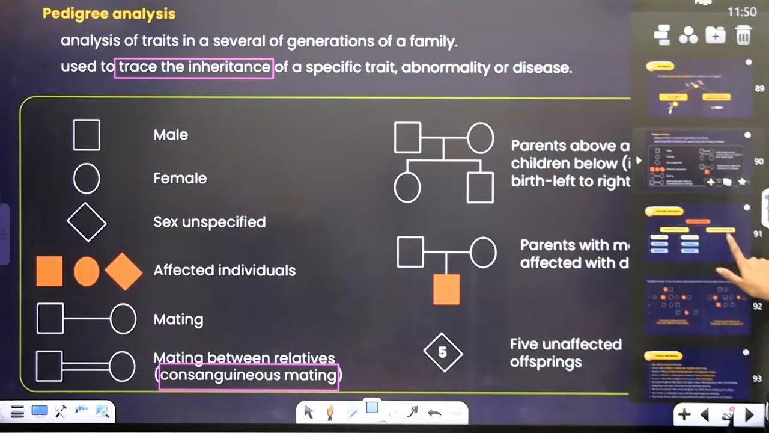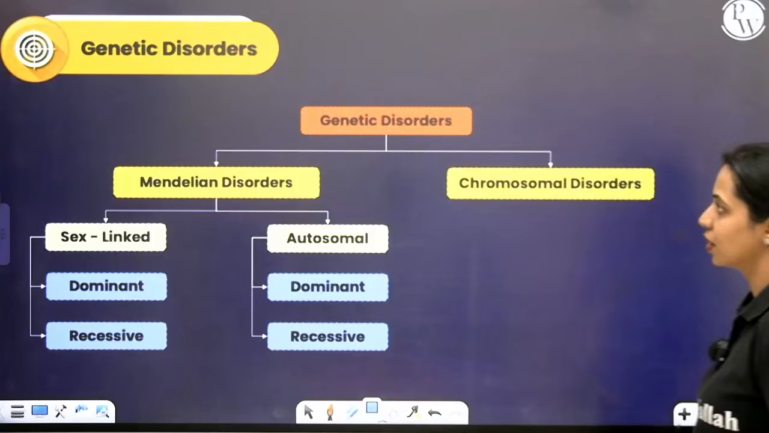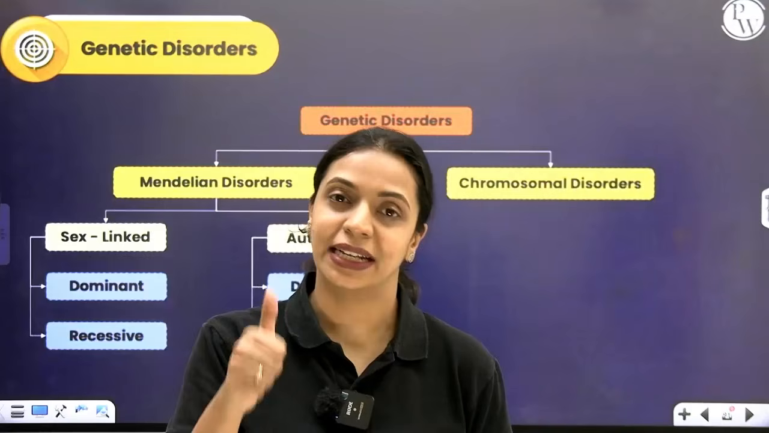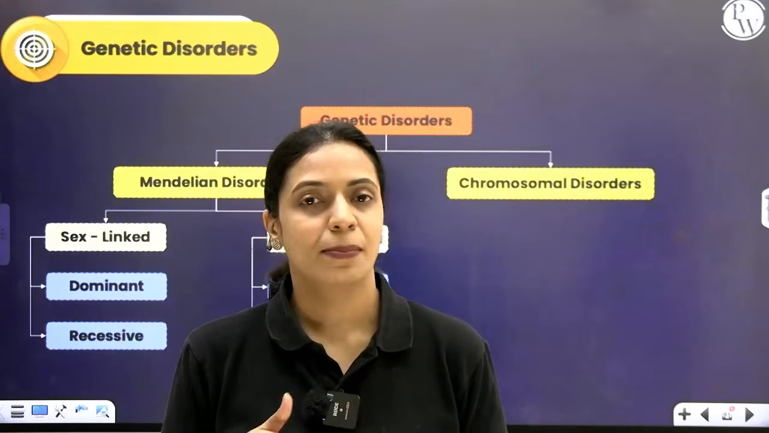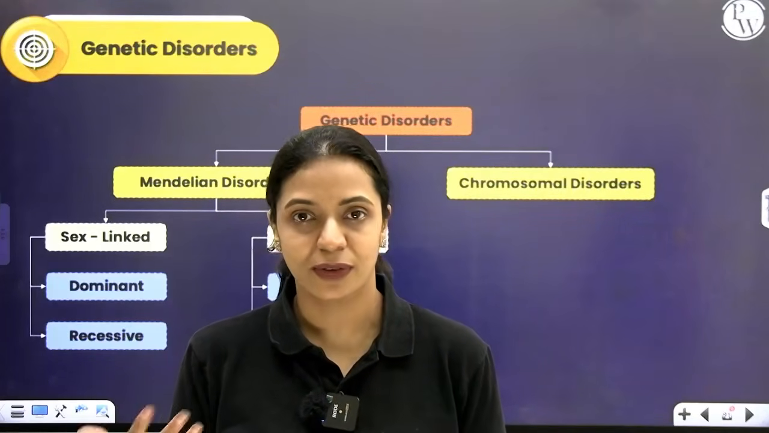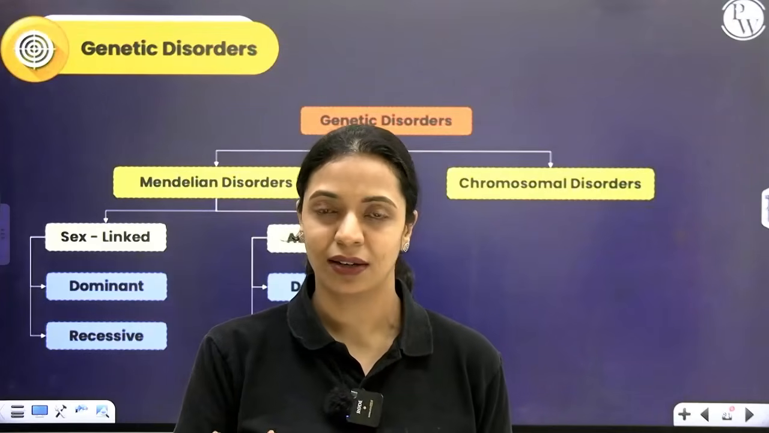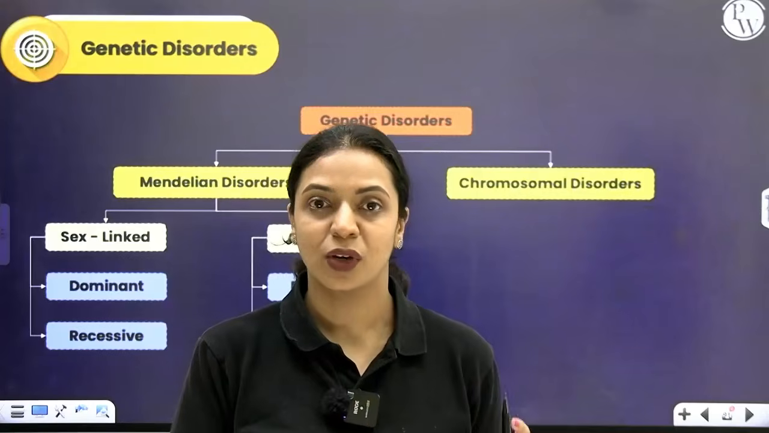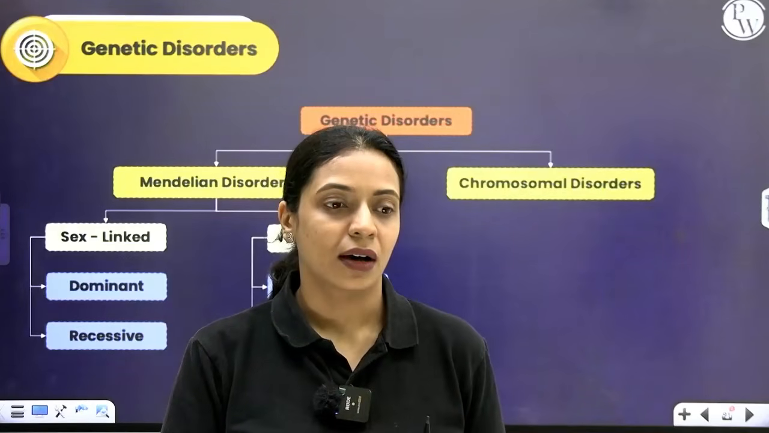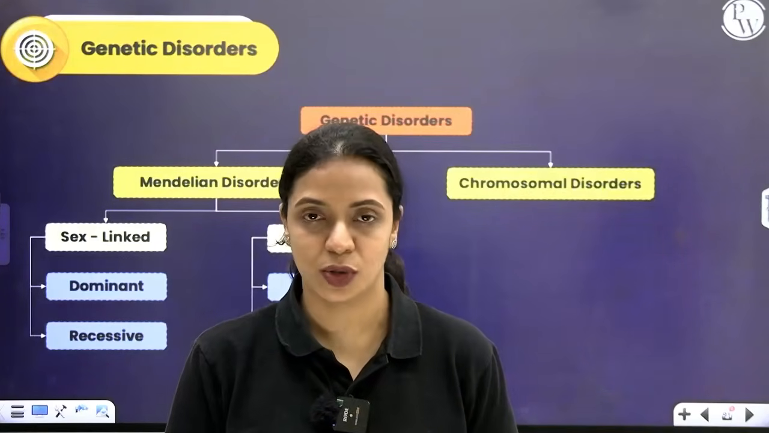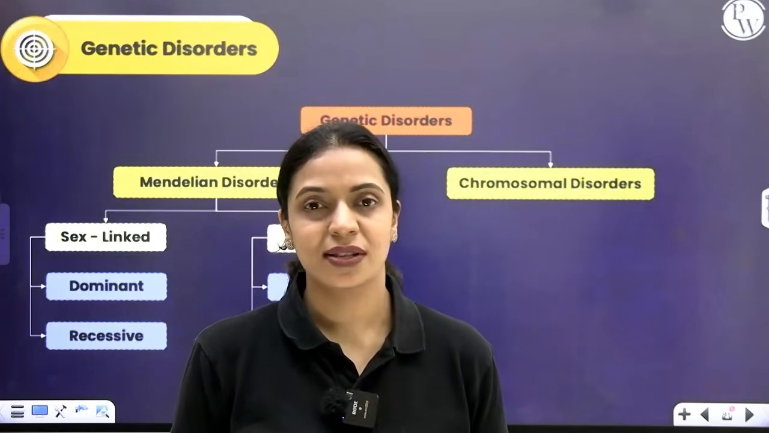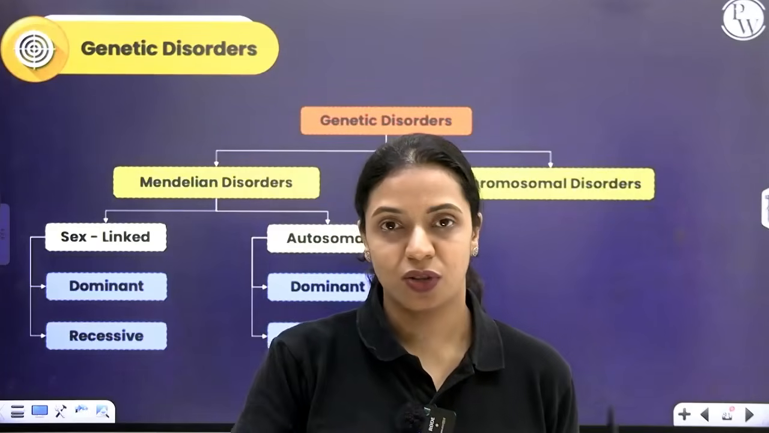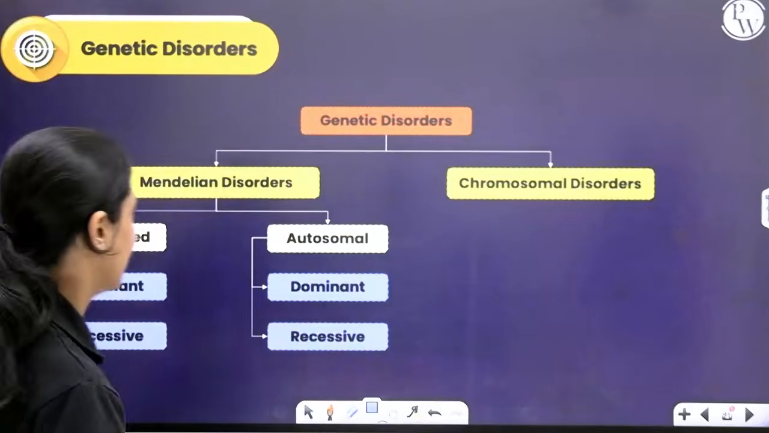All right. Now we have to learn about genetic disorders. Genetic disorders are of two types. You have Mendelian disorders and chromosomal disorders. Mendelian disorders are disorders that are passed on from one generation to another, similar to how Mendel said characters pass on. Chromosomal disorders happen because of aberrations or mutations at the chromosomal level. Generally, Mendelian disorders are formed as a result of just mutation in one gene. Chromosomal disorders, at the chromosomal level, there will be some abnormality.